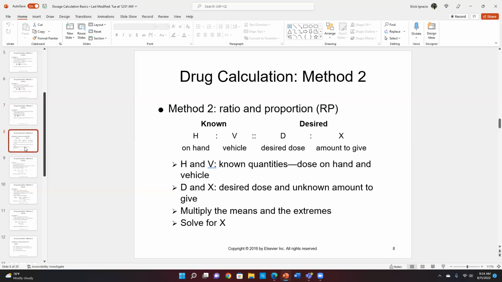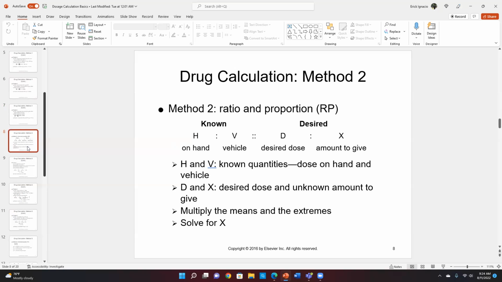All right, let's now go to method number 2, ratio and proportion. So this is my favorite because math is something that I find challenging sometimes, but it helps me to keep everything lined up. And when my units cancel, I know that I have gotten the correct answer. So when we talk about ratio and proportion, we have H, which is on hand, V is the vehicle, and that's what we know.